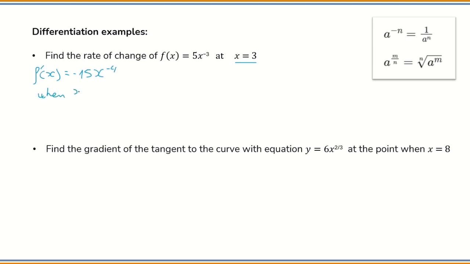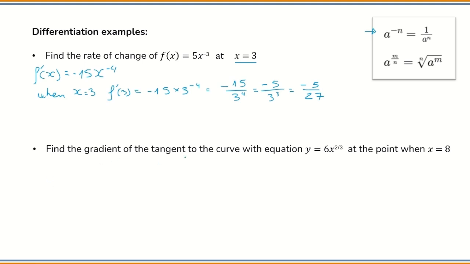When x is 3, the derivative function of 3 equals minus 15 times 3 to the power of minus 4. And this is, if I apply this law of indices, this equals minus 15 over 3 to the power of 4. This is minus 5 over 3 to the power of 3, which is minus 5 over 27.